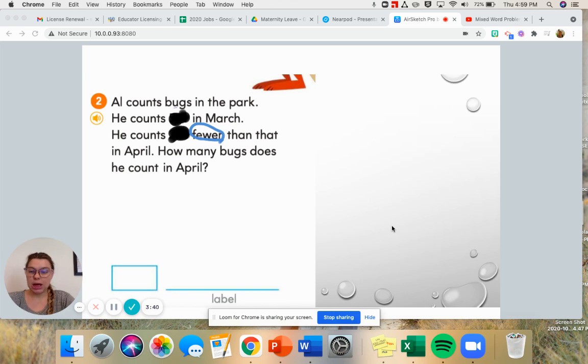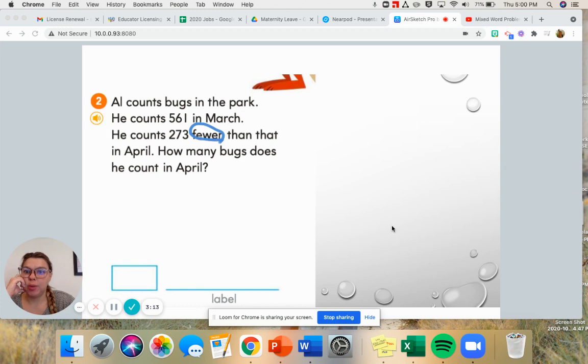So I can start with the math on this one. I don't know the numbers yet, but I do know that I'm going to be doing comparison bars because I have 2 months, March and April. And it does have the word fewer, so I know that the second bar is going to be shorter than the March bar. So now I'm going to erase and we will read it with the numbers.